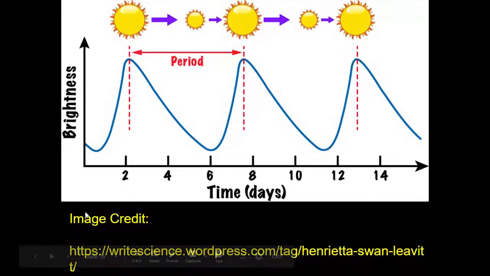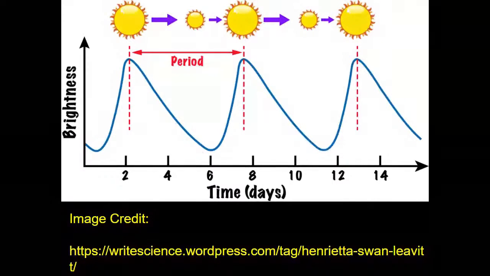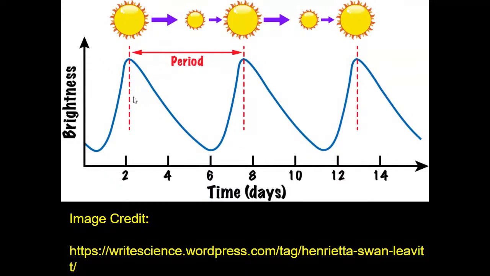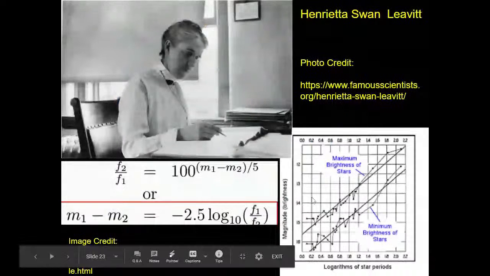Here on the y-axis, what is being plotted is the brightness. So the brightness of a Cepheid variable is more or less periodic. And what was inferred by Henrietta Swan Leavitt was that there is a correlation between the brightness and the period over which the Cepheid variables vary. Okay. So here is the actual data she obtained.